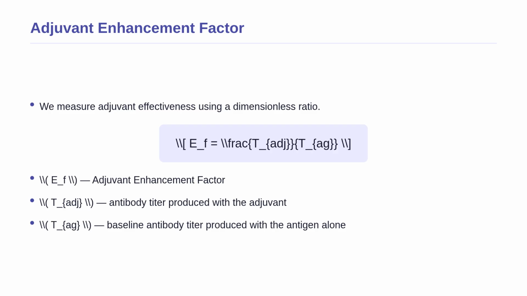The denominator, T sub Ag, represents the baseline antibody titer produced when the exact same dose of antigen is given completely alone. In plain English, this equation tells us how many times stronger the immune response is because of the adjuvant. If the titer with the adjuvant increases while the baseline remains constant, the factor E sub F increases, proving the adjuvant is highly effective.